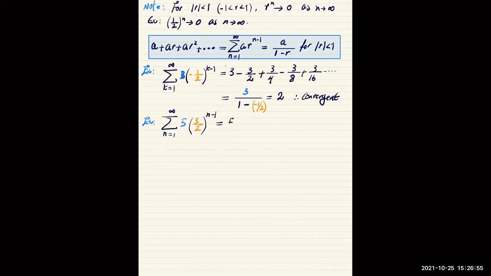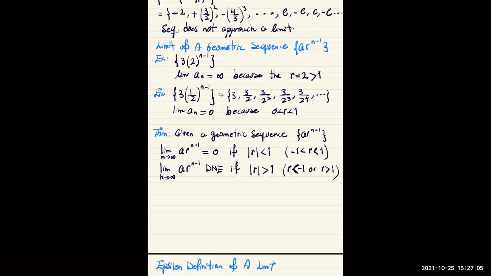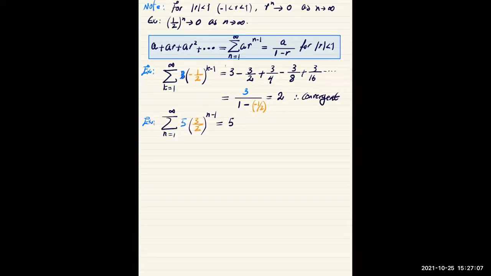Here, the first term is equal to 5. You don't need to expand, I'm just going to expand it a little bit so you can see what's happening to this series. First term is 5. And then the second term, when you plug 2 for n, you get 3/2. So we get 5 times 3/2. Okay, next term is going to be 5 times 9/4. Next one will be 5 times 27 over 8.